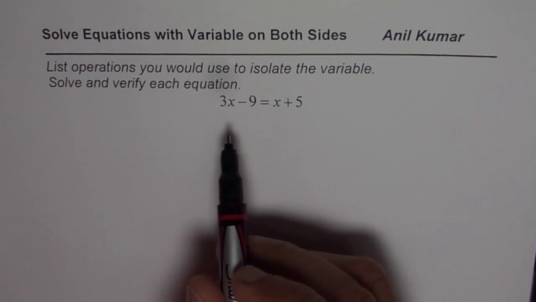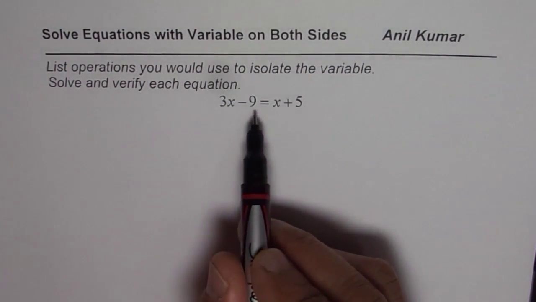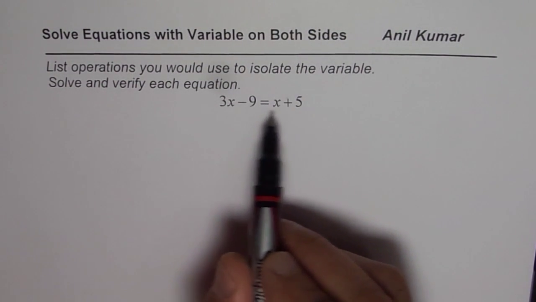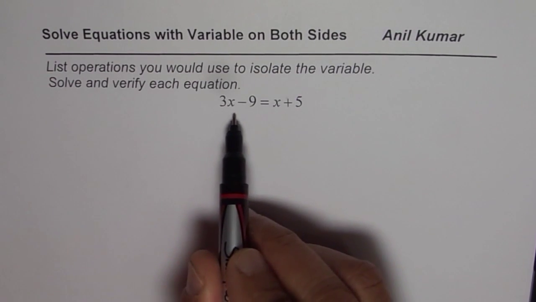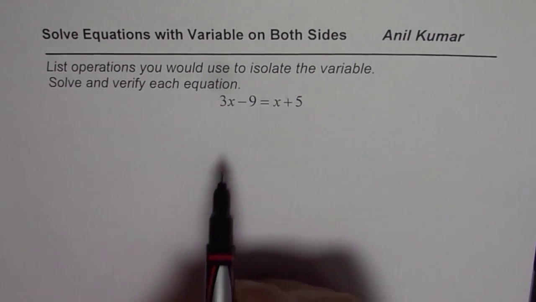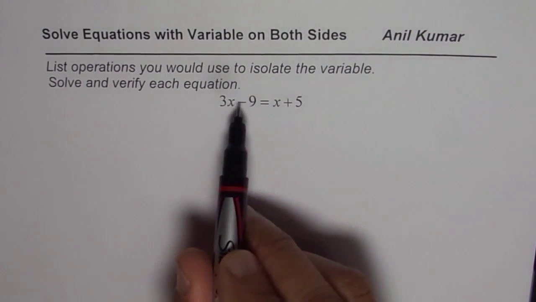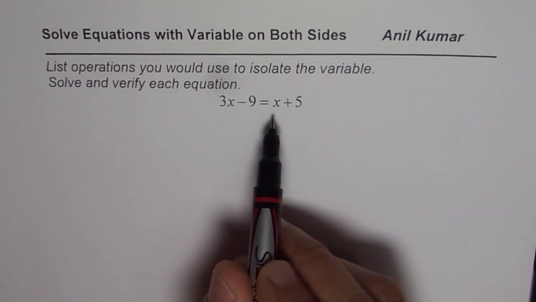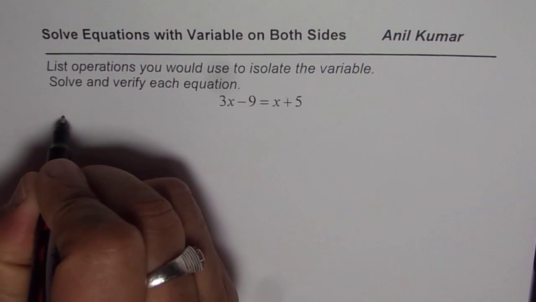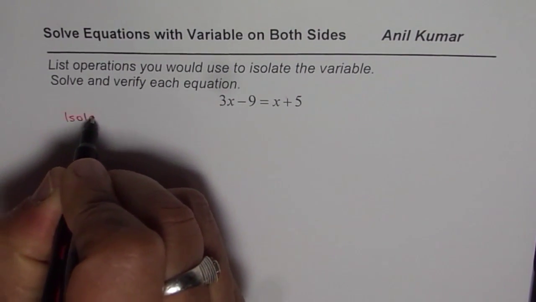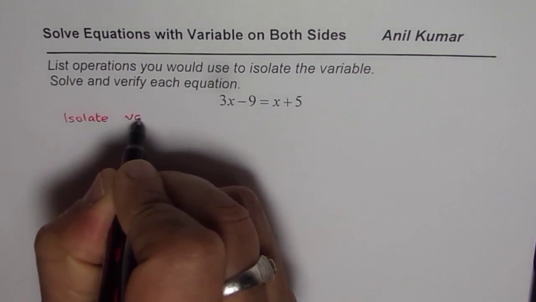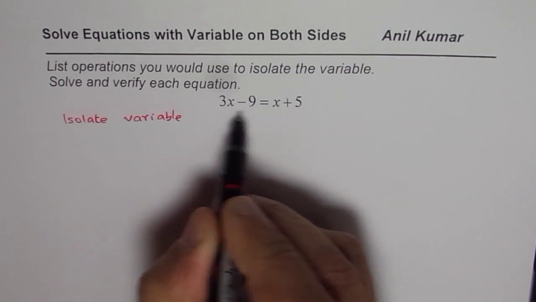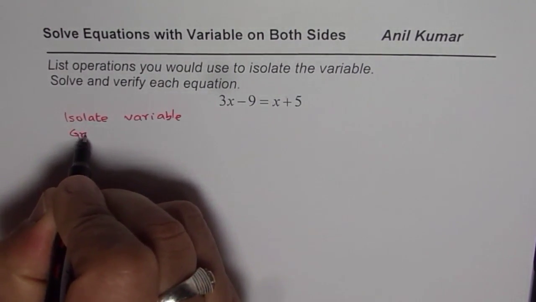So we'll begin with this equation: 3x minus 9 equals x plus 5. We have variable on both the sides. In this situation, what should we do? The first step listed here is isolate the variable. That is normally the first step to be done. So we need to isolate the variable, right? That really means you need to group them together.